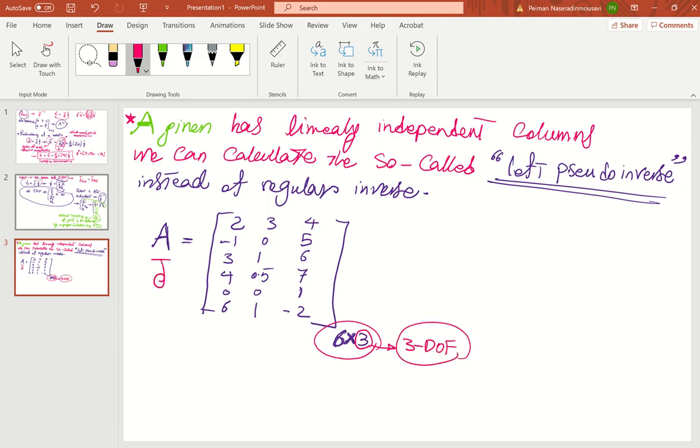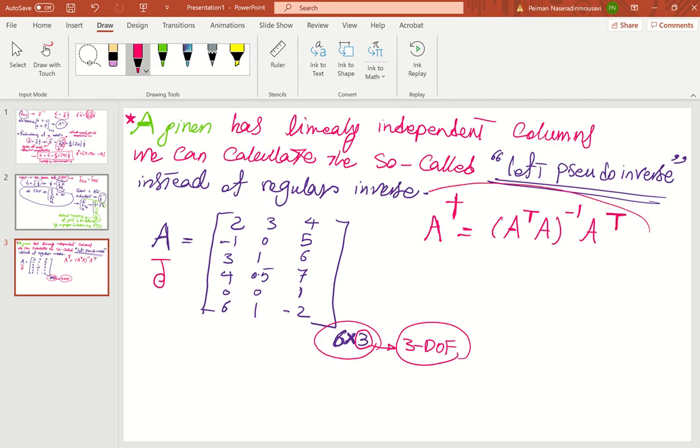Okay, suppose that this has a number. So look at this. If A given has linearly independent columns, we can calculate the so-called left pseudo-inverse instead of the regular inverse. So what is the left pseudo-inverse? Left pseudo-inverse we are showing with this kind of design, plus, is A transpose A inverse A transpose.